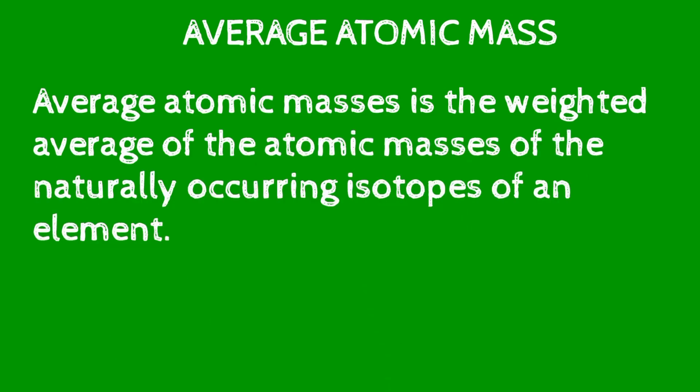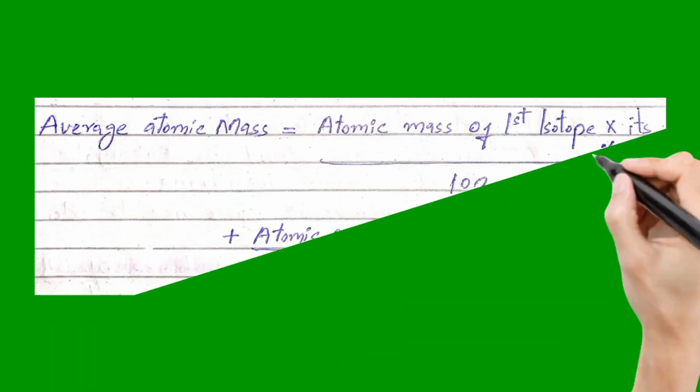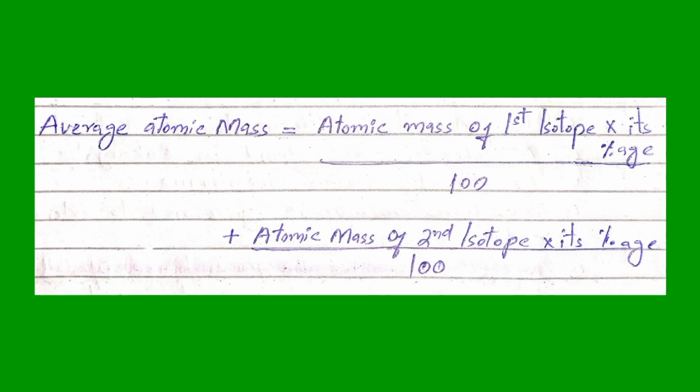Average atomic mass. Average atomic mass is the weighted average of the atomic masses of the naturally occurring isotopes of an element. This definition mentions isotopes of an element. It can be calculated by the formula: average atomic mass is equal to the atomic mass of the first isotope times its percentage abundance divided by 100, plus the atomic mass of the second isotope times its percentage abundance divided by 100. This is the formula by which average atomic mass can be calculated.